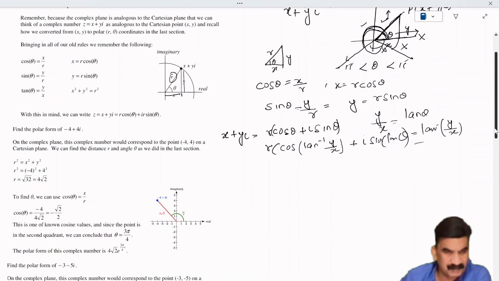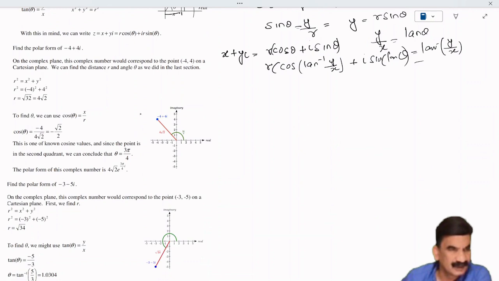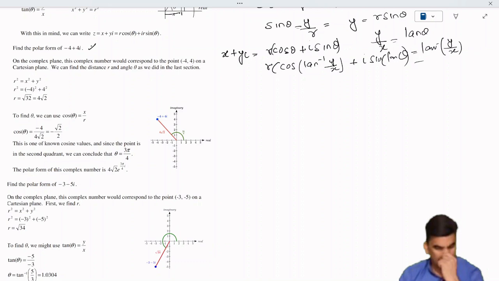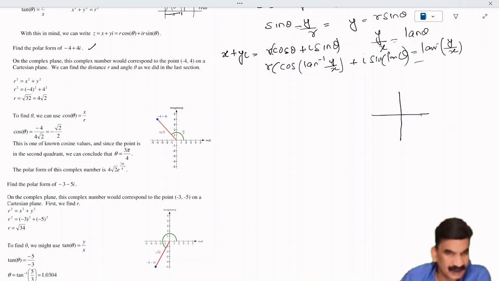Look at some of the problems. Find the polar form of -4 plus 4i. I would strongly urge you to plot the complex number before you do anything. So if I look at my Cartesian plane and convert it into the Argand plane, -4 will be here and +4 will be here. So the complex number will be here. So this is going to be 4 and this is also going to be 4.